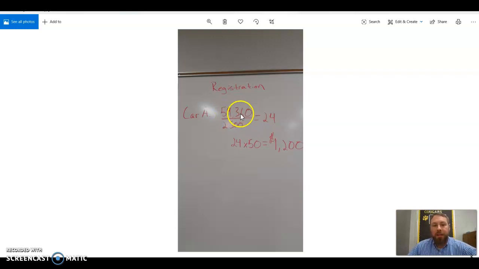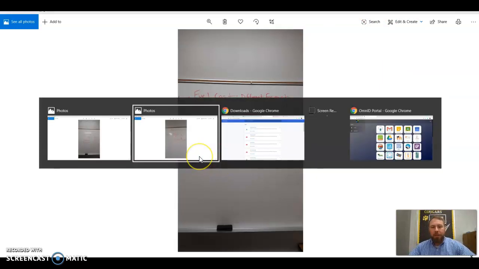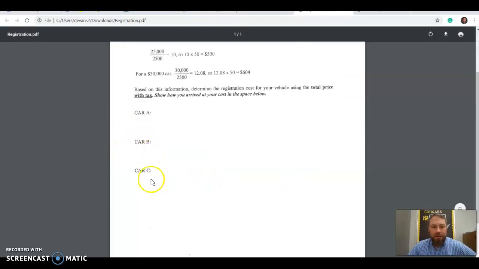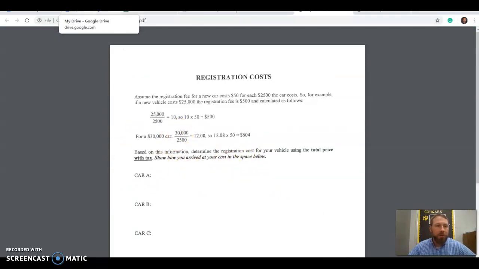You just take $59,360 divided by 2,500. I ended up with about 24, and then 24 times 50 is $1,200. So the registration fee on that particular vehicle would have been $1,200, and then you're going to total that up and make sure you put that on the front page. Now you're going to have to do the registration sheet for all 3 of the cars. Make sure you're showing your work when you're doing that to get full points.